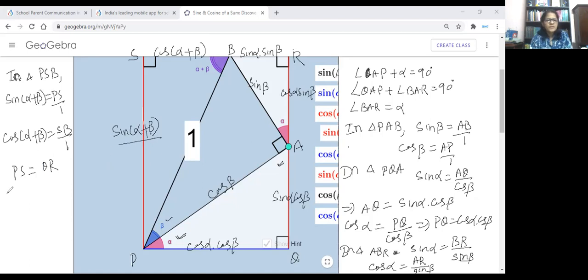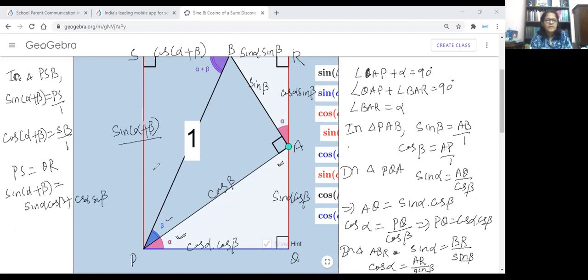What is PS? It is sine alpha plus beta. So this is equal to QR, and QR equals QA plus AR. So you can conclude here it is sine alpha into cos beta plus cos alpha into sine beta.